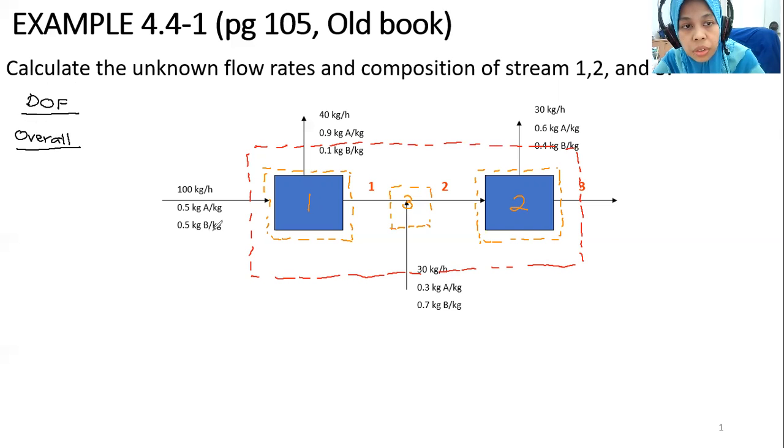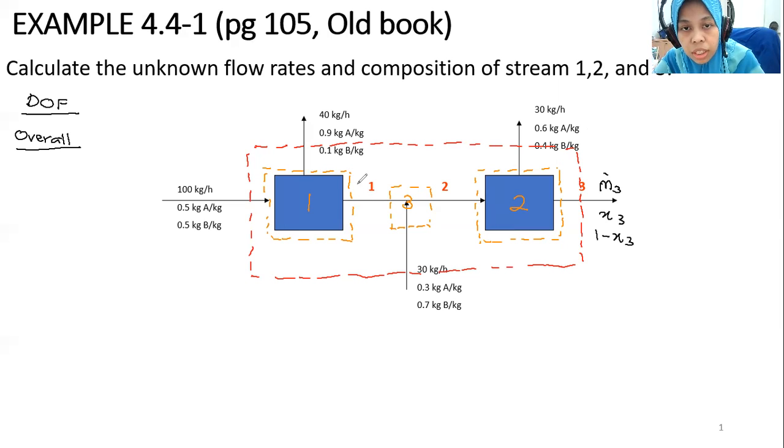What is the unknown for the red color? This info is given. The info for this line is given. The info for this line is given, but we don't know the info for this line. So for this one, the info is M3, X3, and then 1 minus X3. Before that, I put the unknowns for each component.